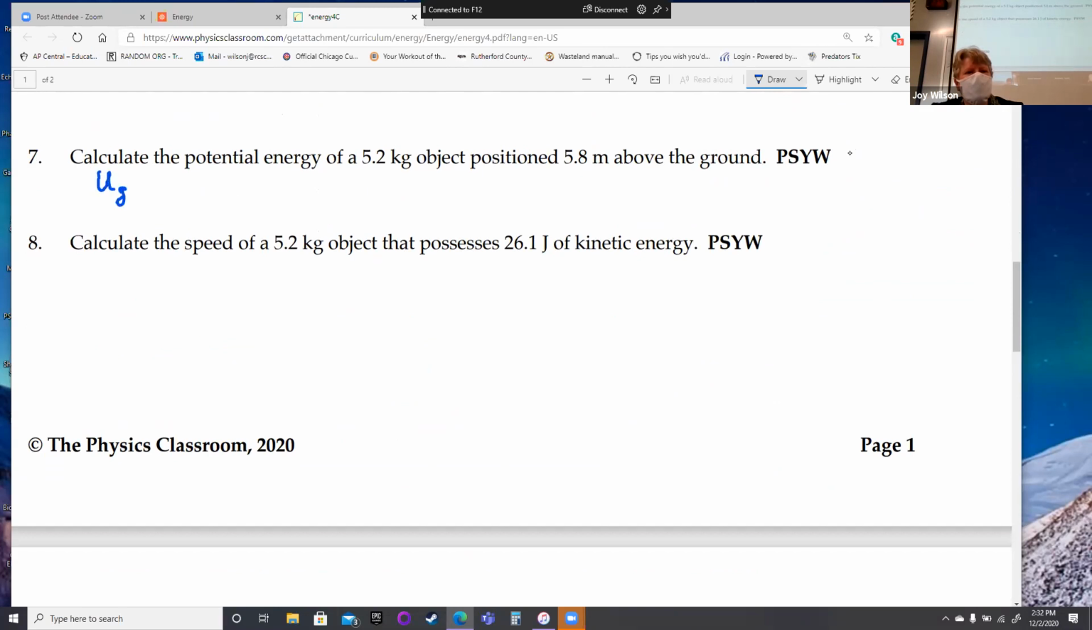Calculate the potential energy of a 5.2 kilogram object positioned 5.8 meters above the ground. So potential is mass times gravity times height. So potential energy would be 5.2 times gravity, which is 10, times 5.8. See, that's about 25 times 10, so 250, 260, something like that.